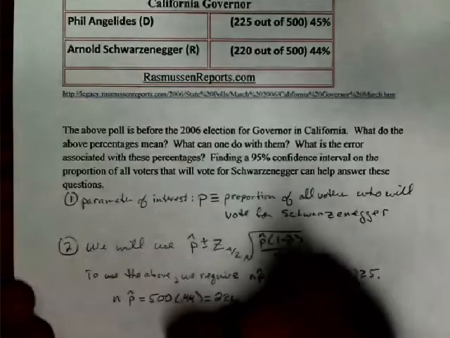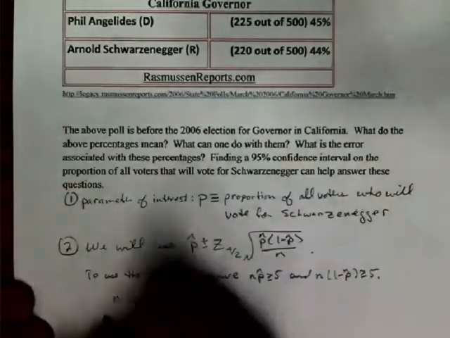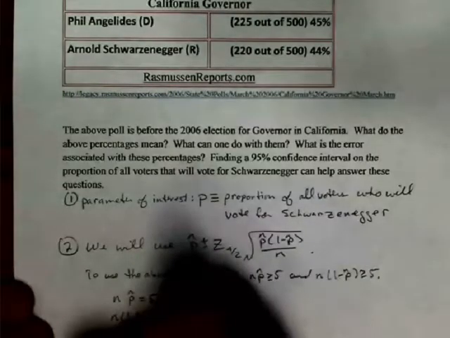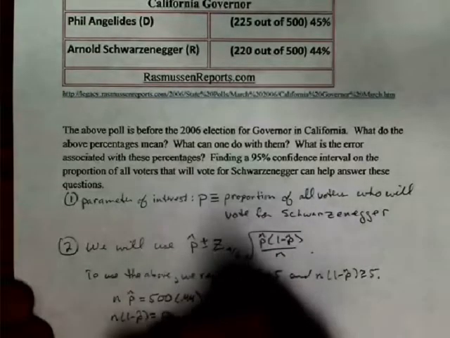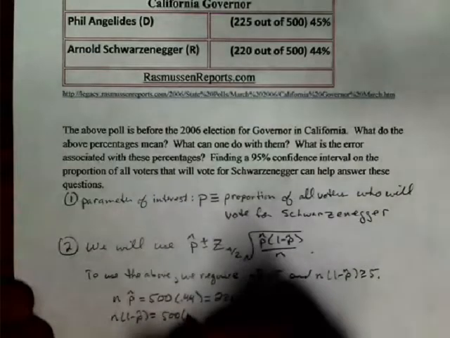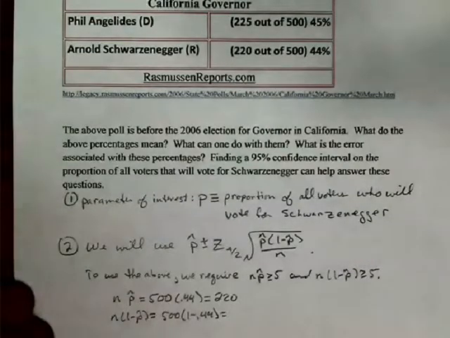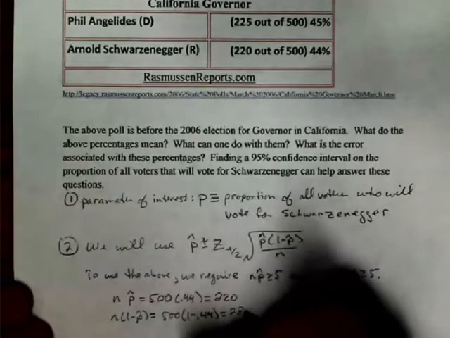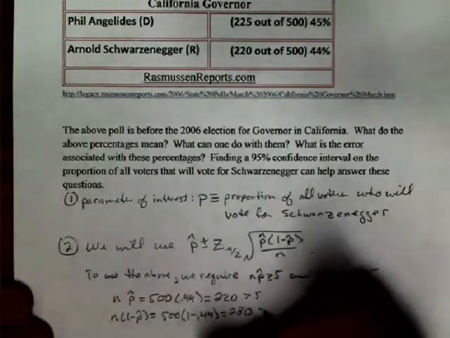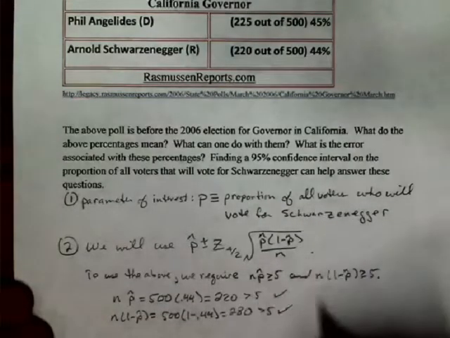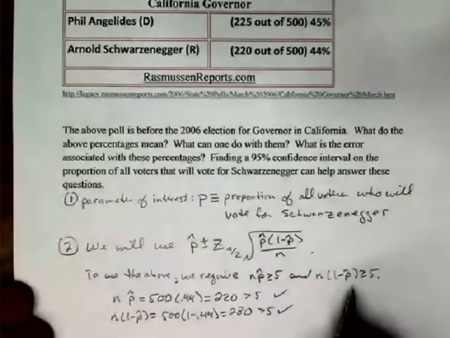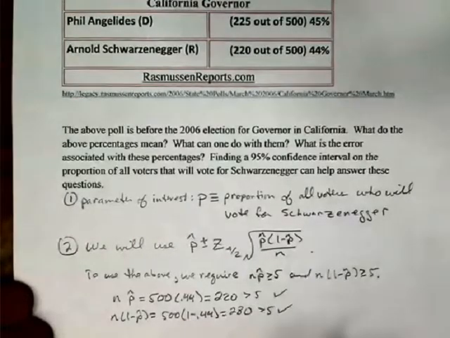220. And what about n times 1 minus p hat? That is 500 times 1 minus 0.44. So we got 500 times 0.56, and that turns out to be 280. Of course, both of these are greater than 5. So we have a sufficiently large sample size to use this formula.